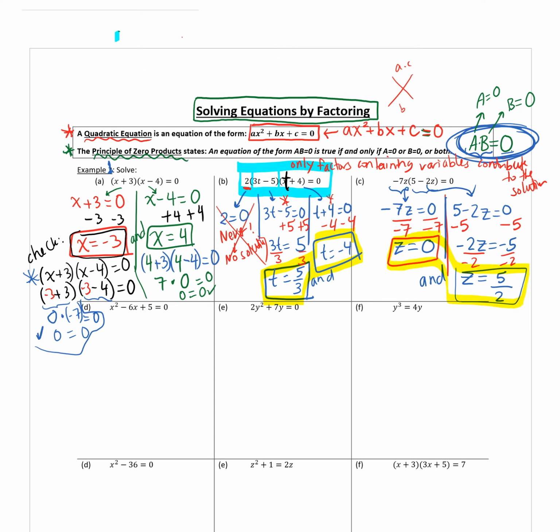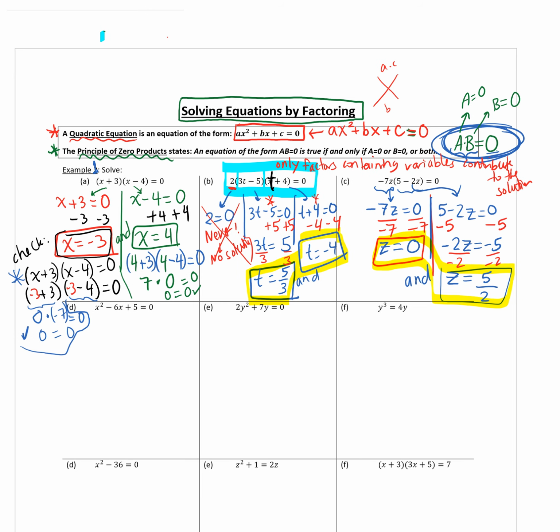Perfect. All right, we did it. So I think we're getting the hang of this, right? This is pretty good. Not bad, not bad. All right, let's try this next one.